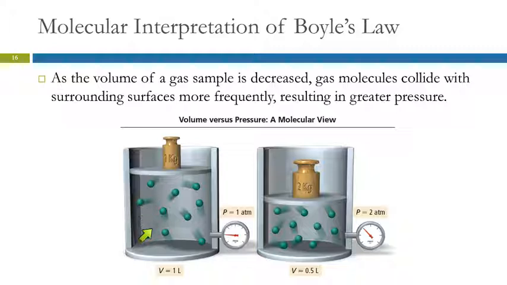So here you've got 2, 4, 6, here you've got 10 kindergartners in a room. They're running around. They're going to run into each other. They're going to run into the walls. If we put them in a room that's half the size, they're going to run into things more often if they keep running at the same speed. Does that make sense? More collisions, more pressure.